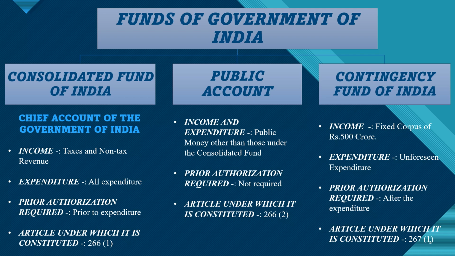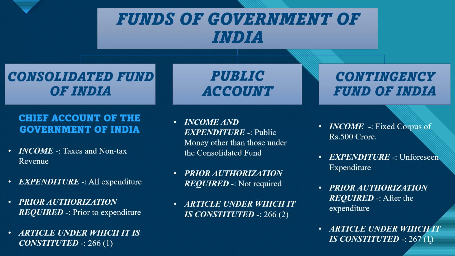Then talking about the contingency fund, that is the last fund constituted by the Government of India. So this was made by Article 267(1) of the Constitution of India, and its corpus is rupees 500 crores. It is in the nature of an imprest. Imprest means money maintained for a specific purpose and used for a specific purpose. What is that specific purpose?